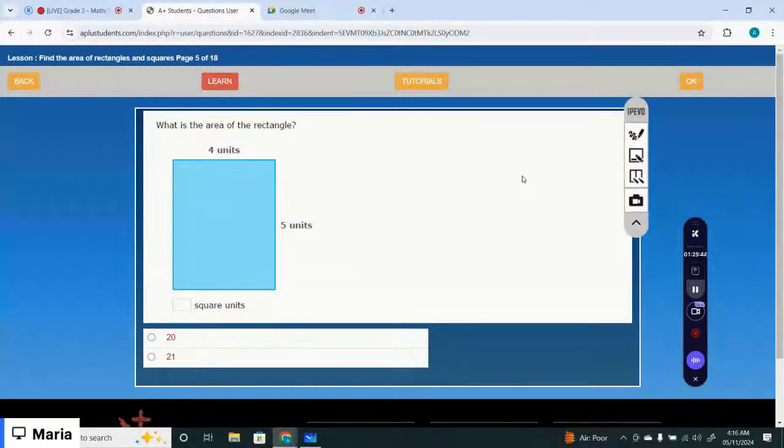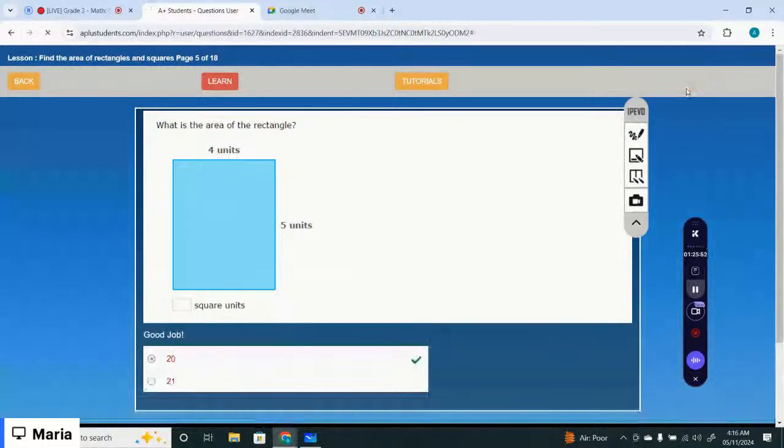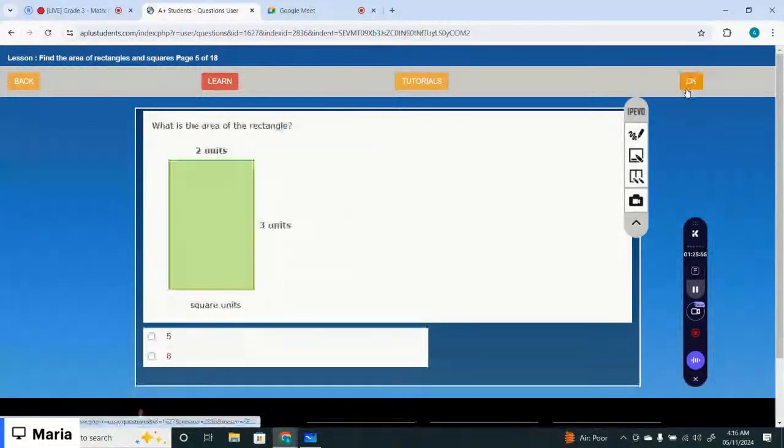The correct option is again 4 times 5 is 20. Option number 1 is the correct option. What is the area of the rectangle?